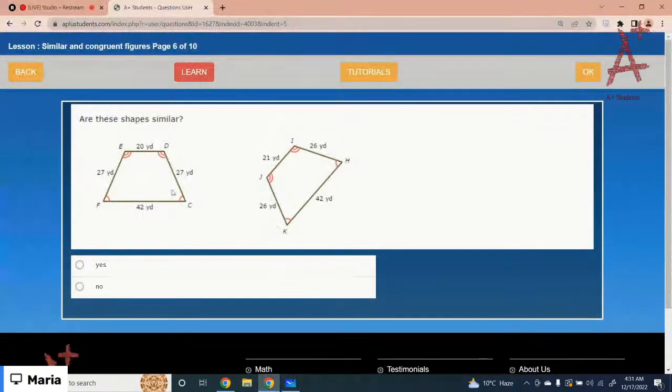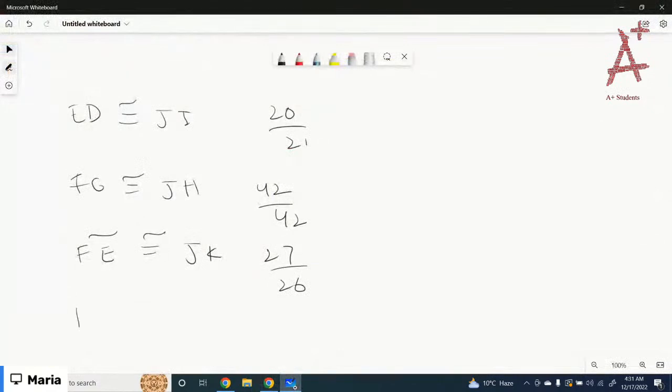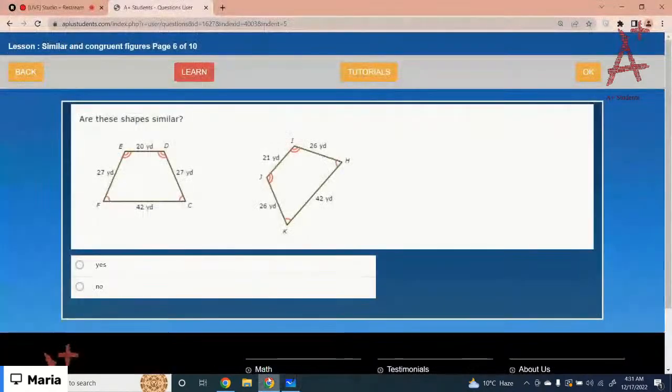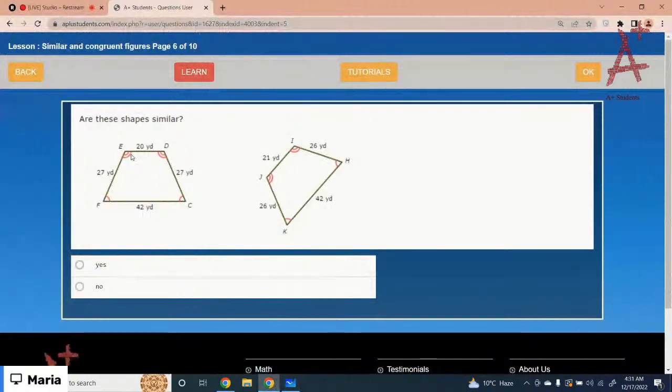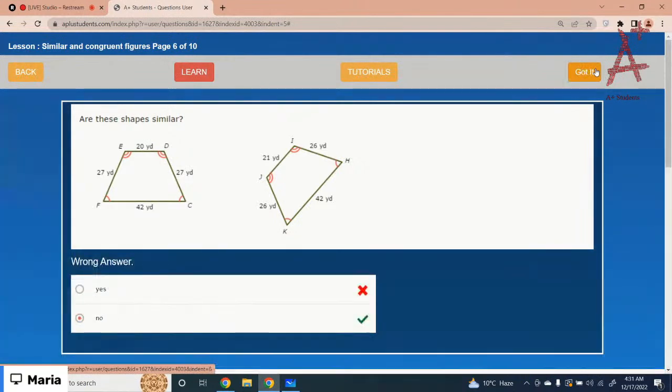And DC and IH are corresponding. So it would be 27/26. So just look at the similar sides. This side and this side must have the equal measure in this shape. So these two sides are corresponding for both, and this one is different, yet it is similar. Got it? The answer is yes.